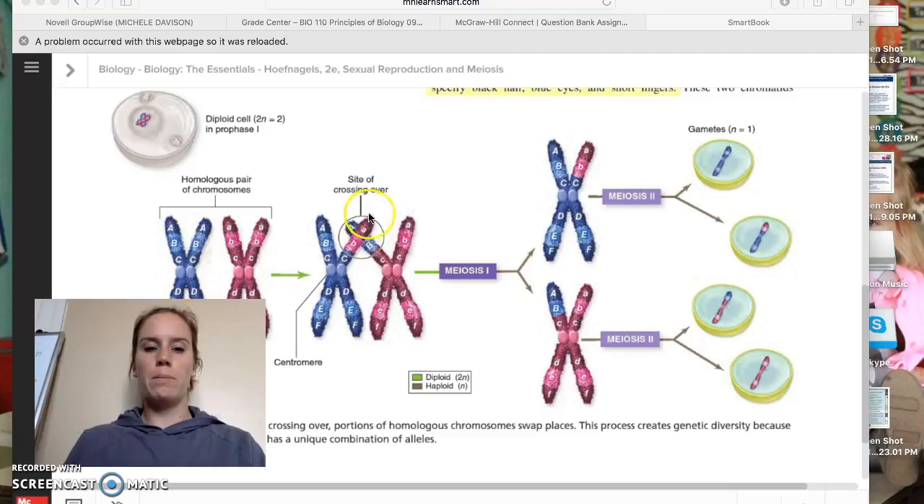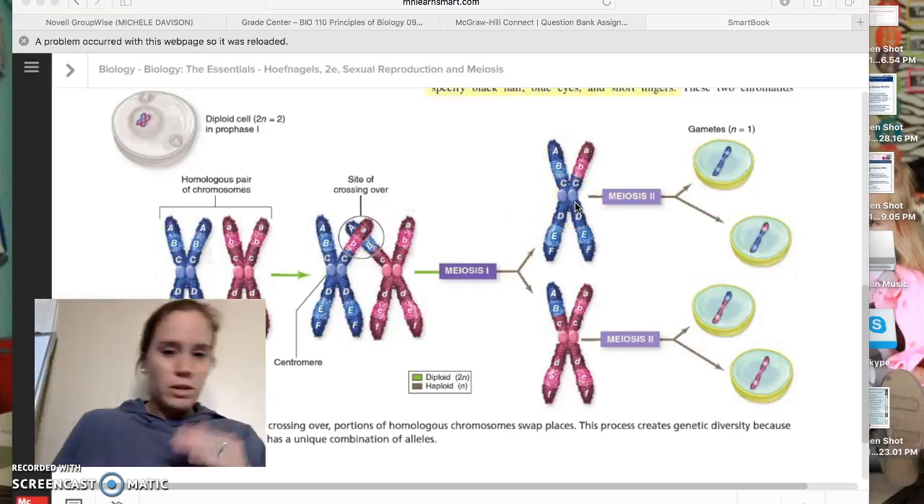So then what will happen is crossing over can occur here. All they're doing is switching genetic information. Portions of these homologous chromosomes are just going to swap places, and it creates genetic diversity because now we're giving a unique combination of alleles. As we go through meiosis 1, these separate, right? Okay, here's our example.